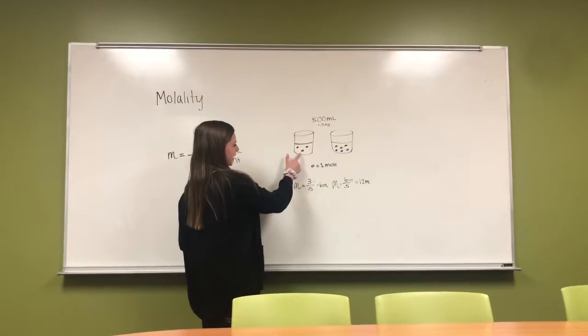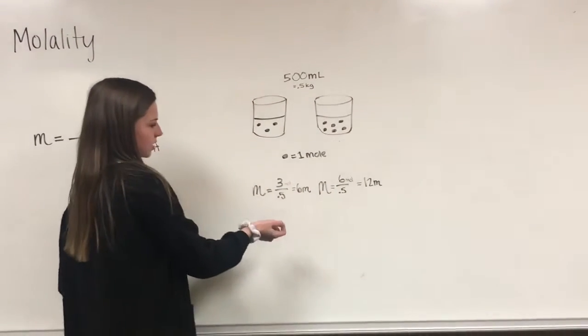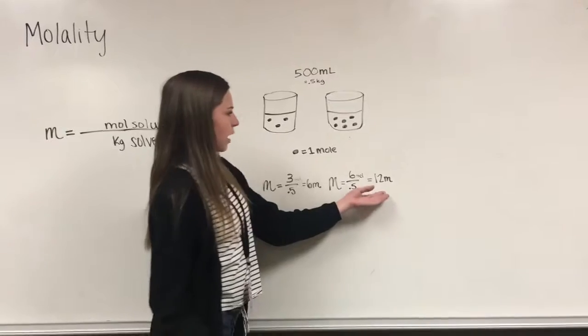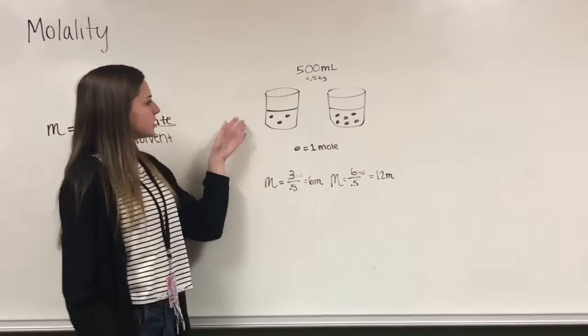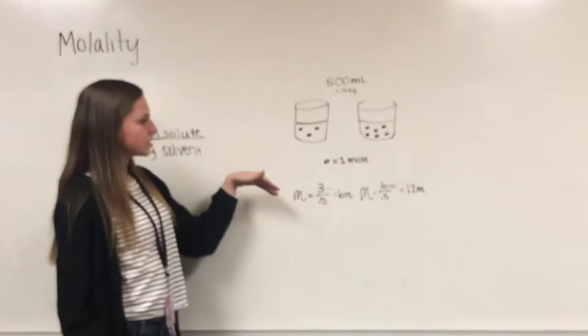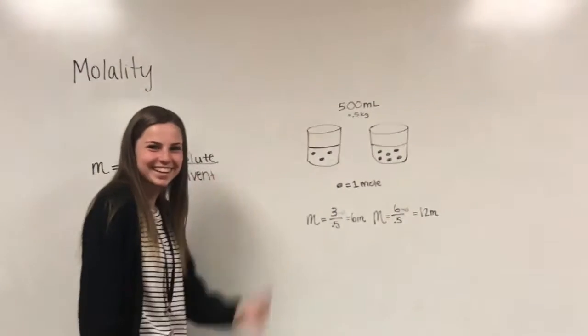And because this only has 3 moles over the same amount of solvent in each case, this one has a molality of 6, and this one has a molality of 12. So this one is obviously more concentrated. And here you don't need to know the exact element that is put into the solvent. So that's how molality relates to colligative property.